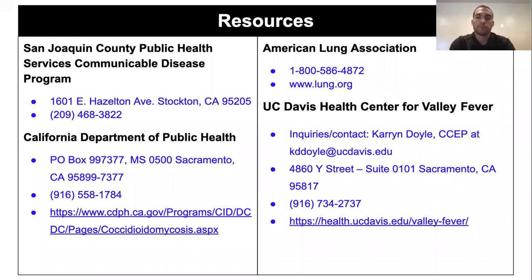Now I will speak a little bit about resources. So below we have outlined 4 resources that you may contact to get more information about valley fever. Included in these resources, we have found for you phone numbers, addresses, or available websites. These places or resources include the San Joaquin County Public Health Services Communicable Disease Program, California Department of Public Health, American Lung Association, and the UC Davis Health Center for Valley Fever. And in addition, the American Lung Association and the UC Davis Health Center for Valley Fever have support groups available for anybody who is suffering from this disease.